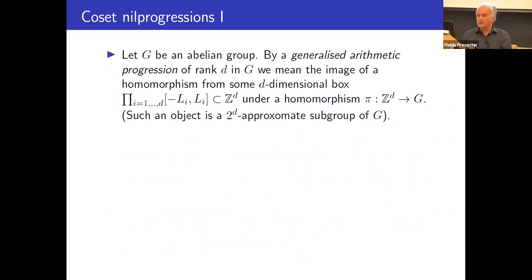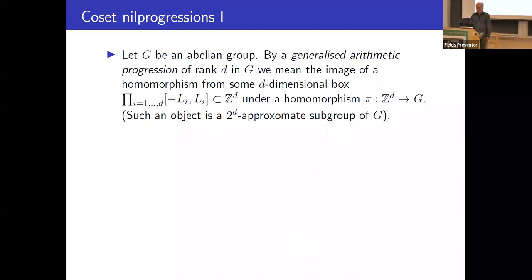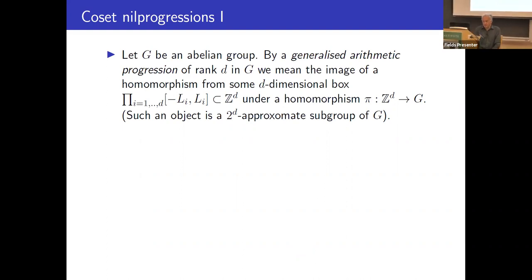Coset progressions. A couple of slides saying what a coset progression is. So first of all, what's a generalized arithmetic progression? Take an abelian group, and by a generalized arithmetic progression of rank D in G, we mean the image of a homomorphism from some D-dimensional box in Z to the D, which means a product of intervals minus L_i to L_i, closed. L_i could actually be real numbers, but closed doesn't make sense, it could be open. So it's all the things up to L_i or minus L_i.